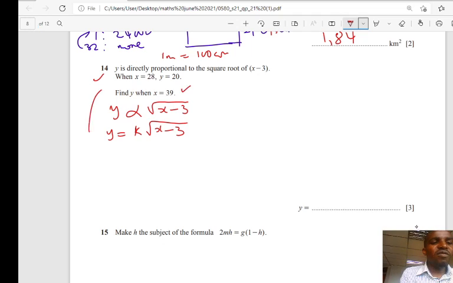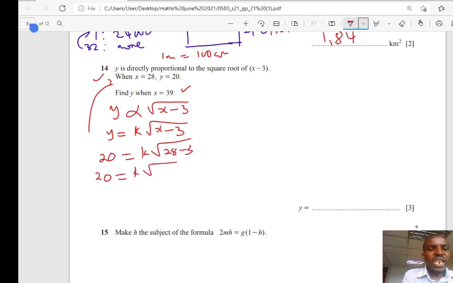Use these values, x 28, y 20. Where there's y, you put 20 is equal to k. Where there's x, you put 28 minus 3. It will be 20 is equal to k square root of 28 minus 3. What is that? 25. Square root of 25 is 5. It will be 20 is equal to 5k. Then divide by 5, divide by 5. You get 4 is equal to k. So k is equal to 4.